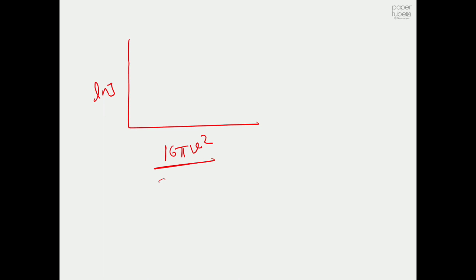So all I need is to plot correctly ln of J on the y-axis and the other parameter on the x-axis, 16 pi over 3k cube T cube ln of S whole square. If you plot them correctly, you will get something like this. Try to plot it yourself. Try to use the Excel sheet. It's very easy to plot this type of graph. Since you're going to write the exam from home, I prefer you use the Excel sheet to perform this type of calculation.